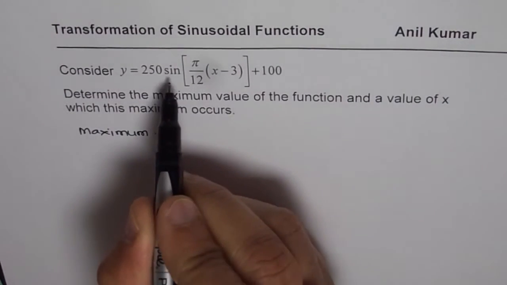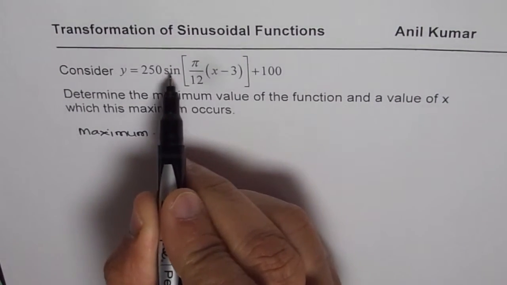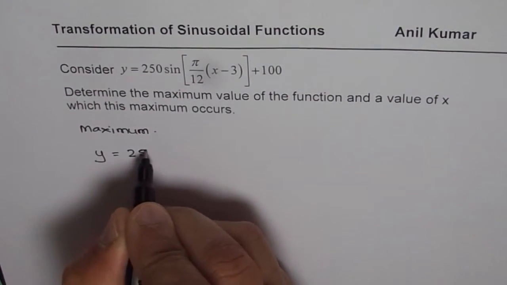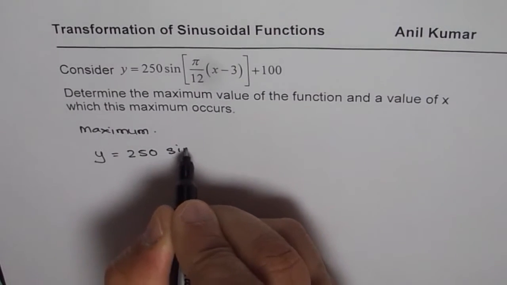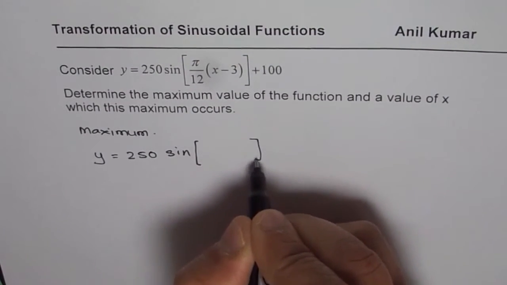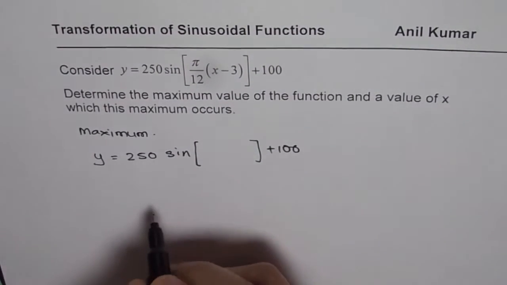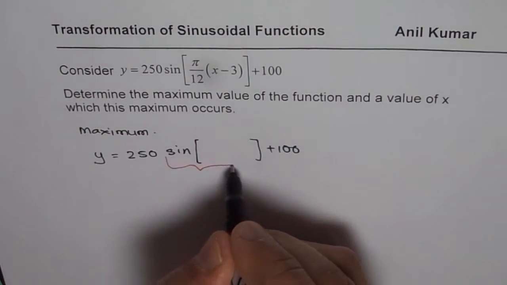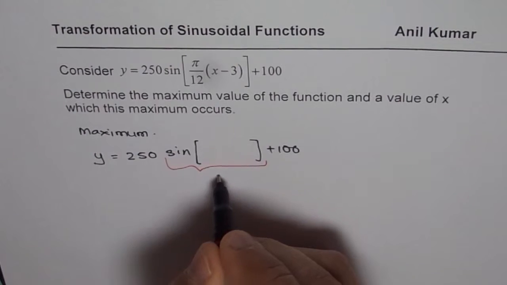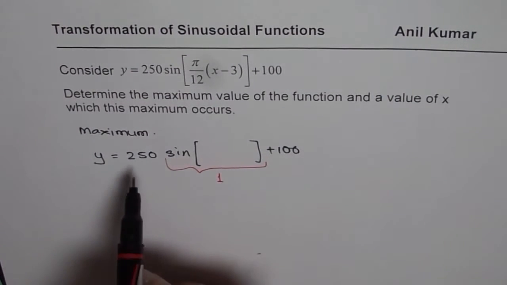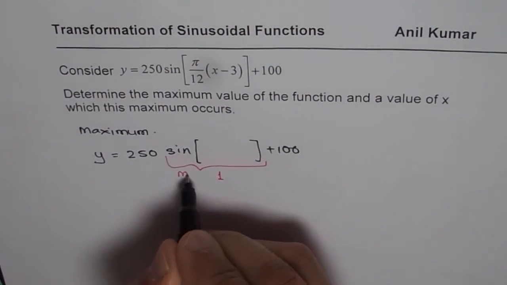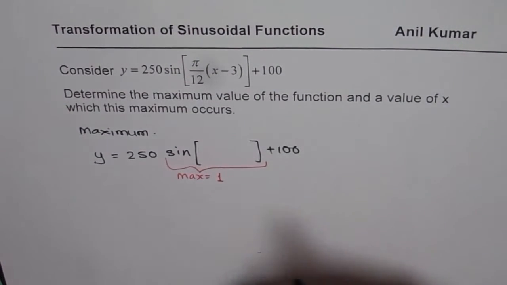As you know, the maximum of sine can be only 1. So when we have y equals 250 sine of whatever, plus 100, the maximum value of sine of anything can be only 1, right? So if you multiply 250 by 1, what do you get? That is the maximum. Is that okay? Sine maximum is 1.